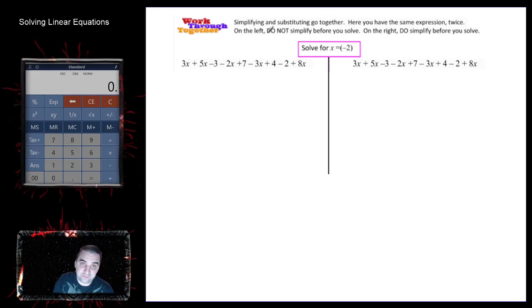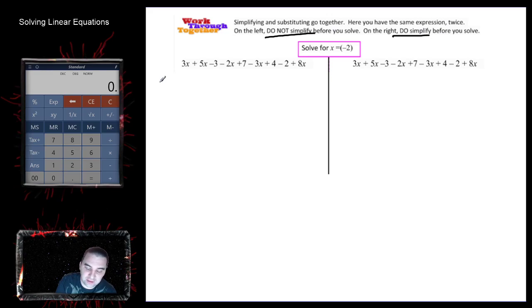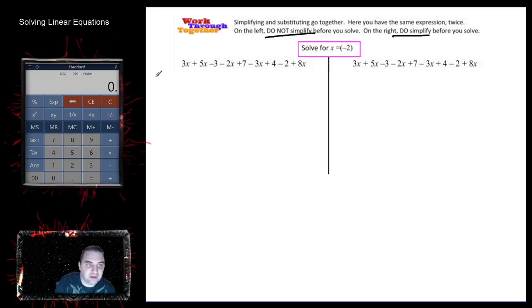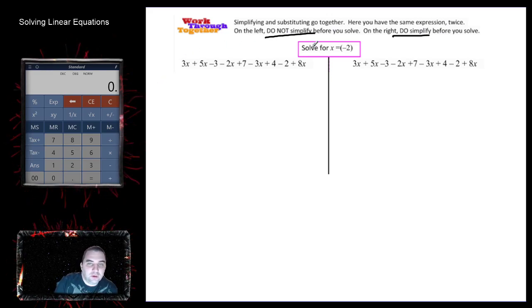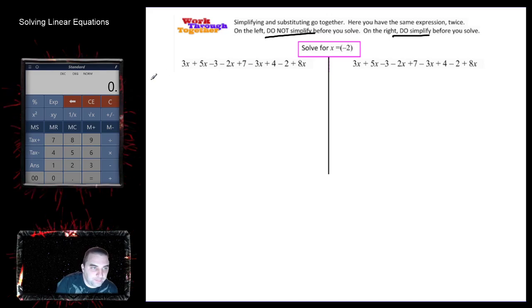So on the left, do not simplify. On the right, do simplify. Let's check it out, and you'll see how annoying and messy it is. Here we go. X is minus 2. All right, 3 minus 2.